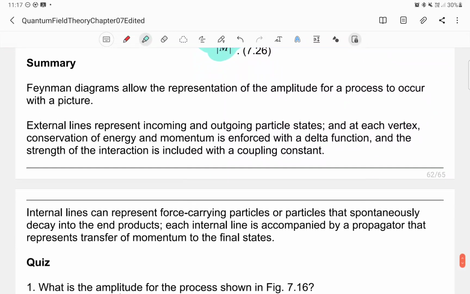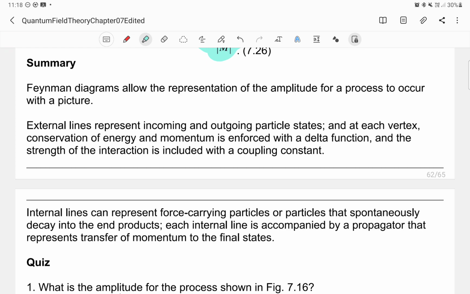So, as a summary, Feynman diagrams allow the representation of the amplitude for a process to occur with a picture, and that is the Feynman diagram. And external lines represent incoming and outgoing particle states, and at each vertex, conservation of energy and momentum is enforced with the delta function, and the strength of the interaction is included with the coupling constant. And then internal lines can represent force carrying particles or particles that spontaneously decay into the end products.